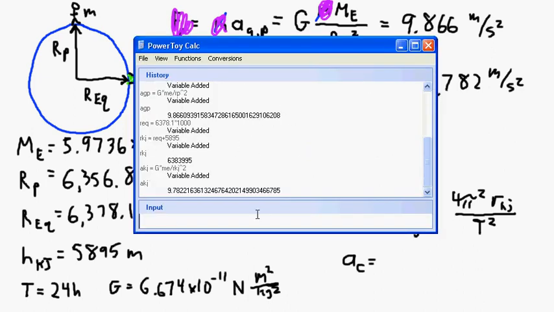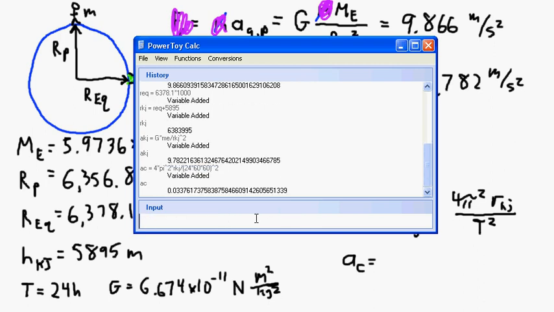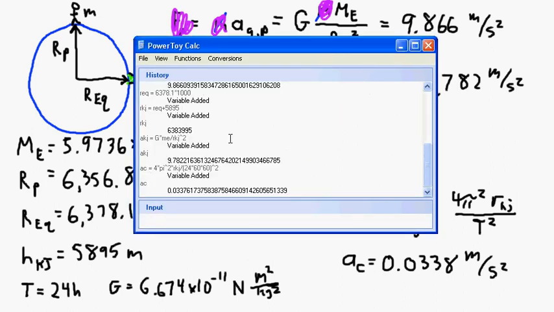Okay, so AC is 4 times pi squared times R_KJ divided by the Earth's period, which is 24 hours, times 60 minutes in an hour, times 60 seconds in a minute, and we square all that. The centripetal acceleration there is going to be 0.0338 meters per second squared. It's not much, but when we subtract it from A_KJ, we could probably do that in our heads, and you guys should be able to do it in your head.